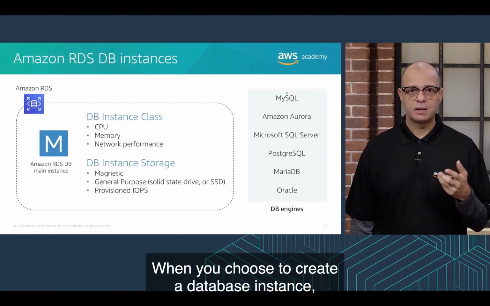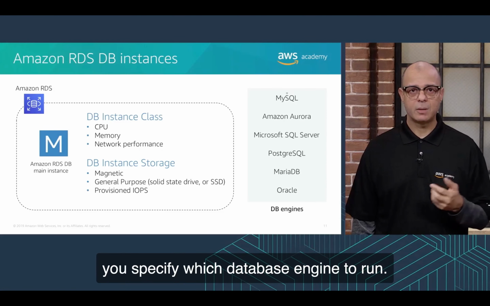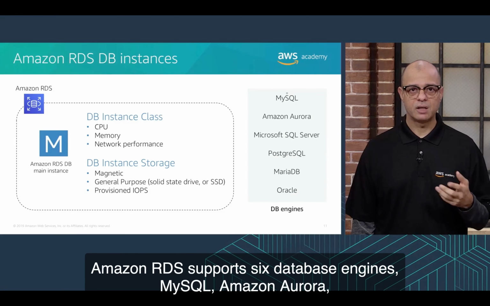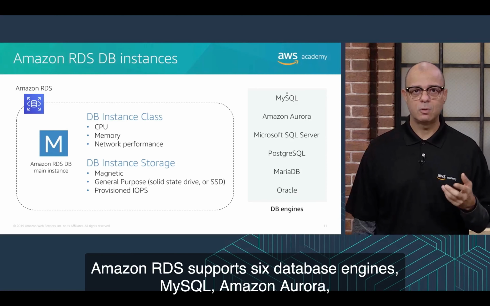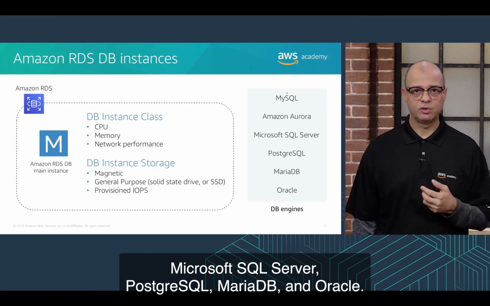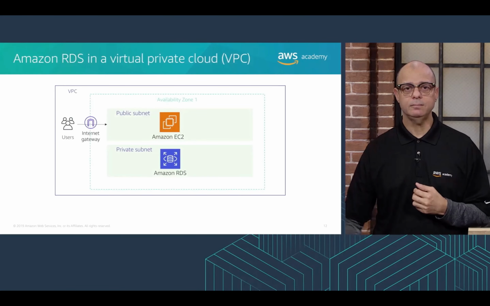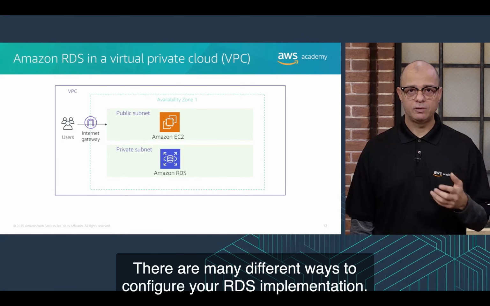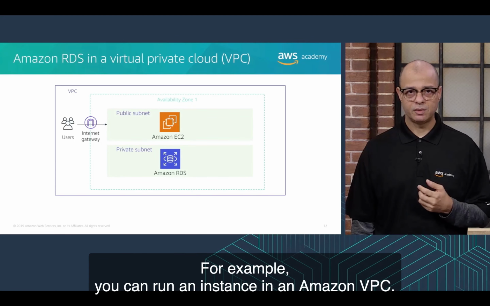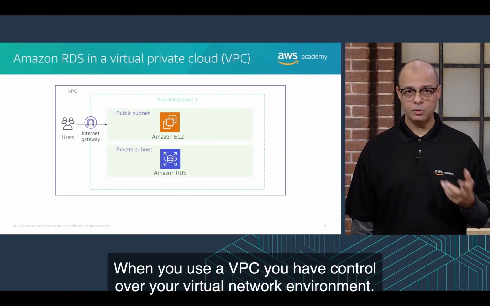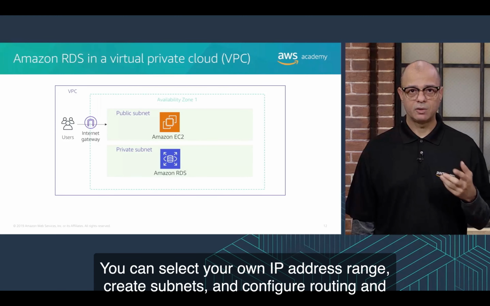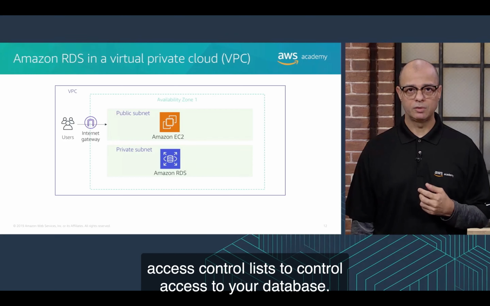When you choose to create a database instance, you specify which database engine to run. Amazon RDS supports 6 database engines: MySQL, Amazon Aurora, Microsoft SQL Server, PostgreSQL, MariaDB, and Oracle. There are many different ways to configure your RDS implementation. For example, you can run an instance in an Amazon VPC. When you use a VPC, you have control over your virtual networking environment. You can select your own IP address range, create subnets, and configure routing and access control lists to control access to your database.